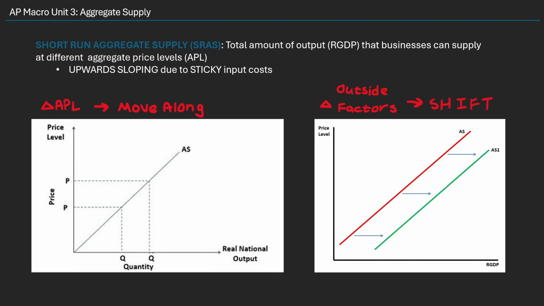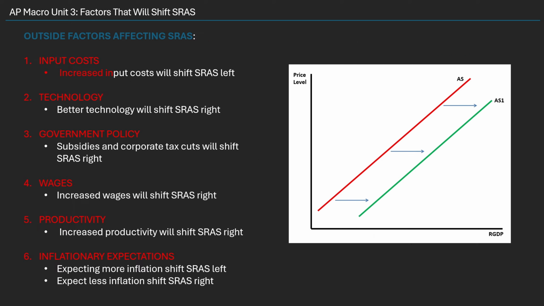Short-run aggregate supply is the total amount of output that businesses can supply at different aggregate price levels. It's upward sloping due to sticky input costs. Changes in APL will move along the graph, but outside factors will shift the graph. Here are the factors that will shift short-run aggregate supply. Input costs. Increased input costs will shift short-run aggregate supply left. Better technology will shift it right. Government policy like subsidies and corporate tax cuts will shift it right.